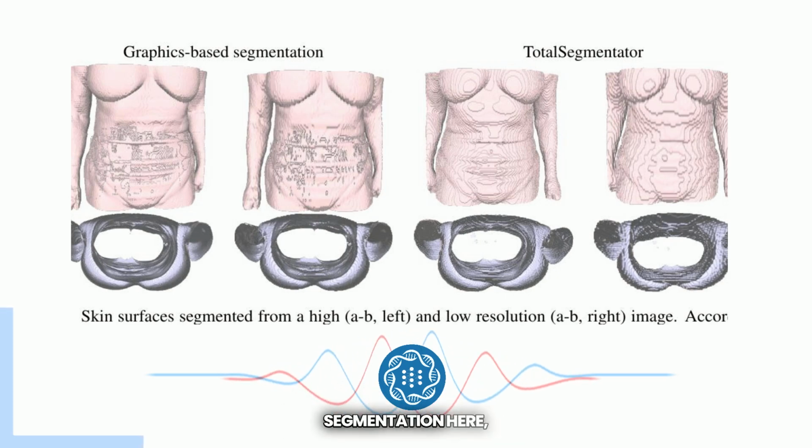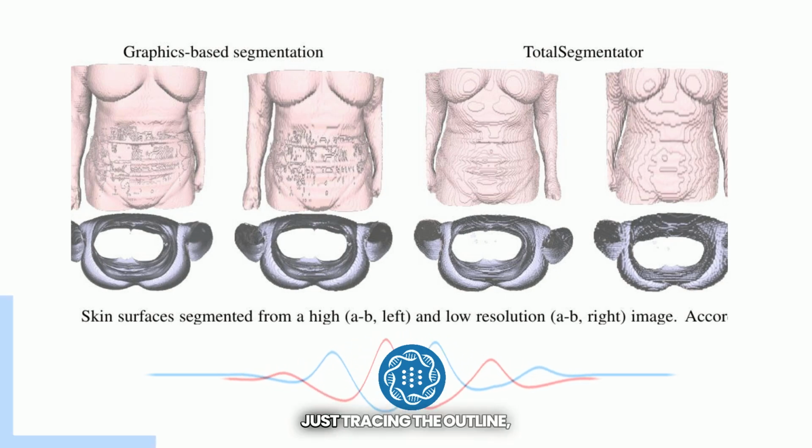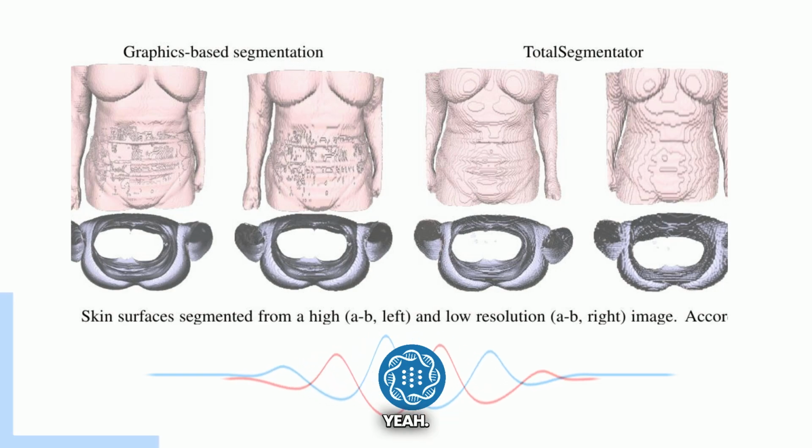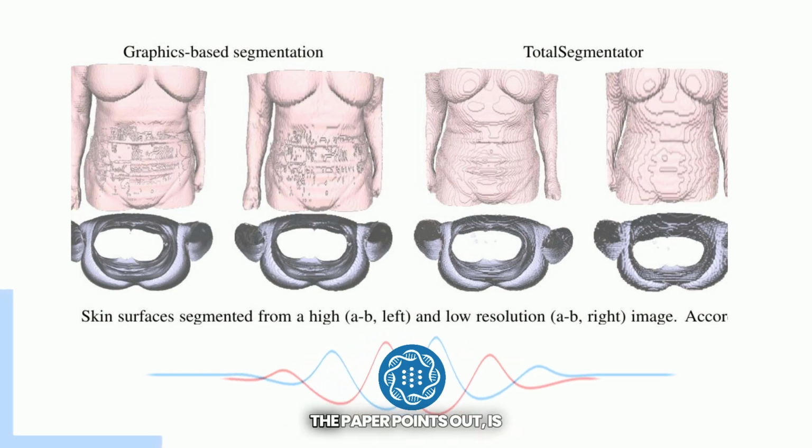Okay, let's unpack this then. So basically, skin segmentation here. Yeah. It just means finding and isolating the skin in those 3D images. Separating it from the air outside and all the anatomy inside. Just tracing the outline, essentially. In 3D, yeah. But its fundamental role, the paper points out, is actually pretty technical, but really important.